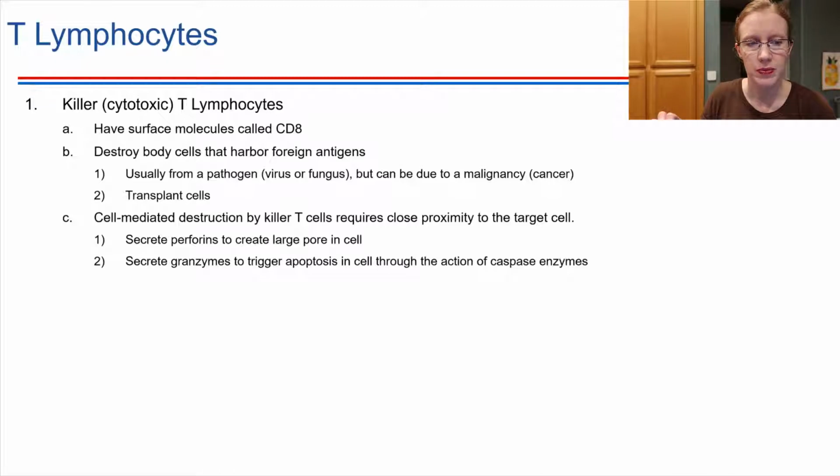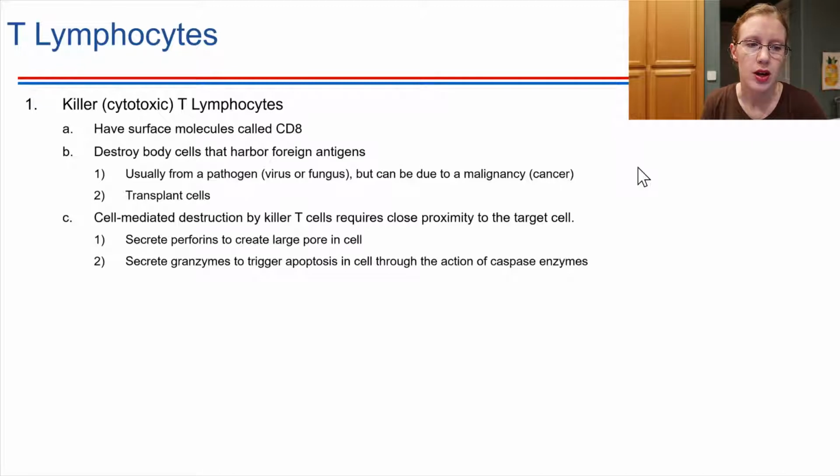So if this cell happens to bind to a foreign cell, like a bacterium, then it is going to initiate destruction of that cell. Primarily this happens in response to binding to some type of pathogen, either a bacterium or a virus, or a viral infected cell. But this can also be due to our own cells becoming cancerous. The cytotoxic T cells in a lot of cases recognize that and destroy the cancerous cells, so that's a very important role that they have.